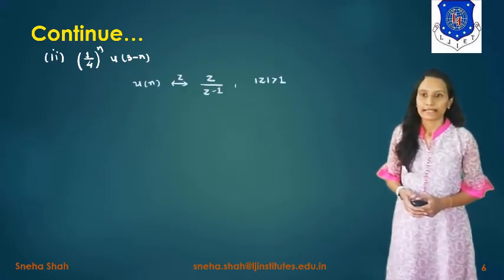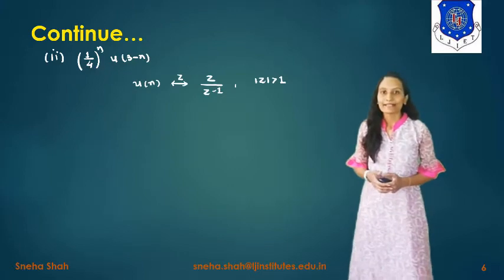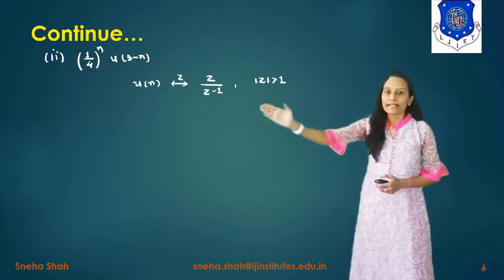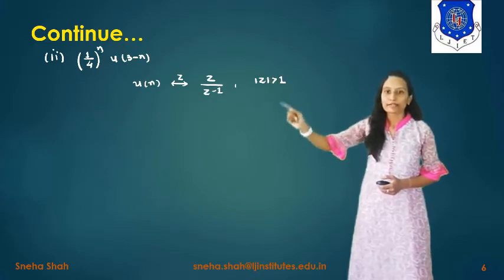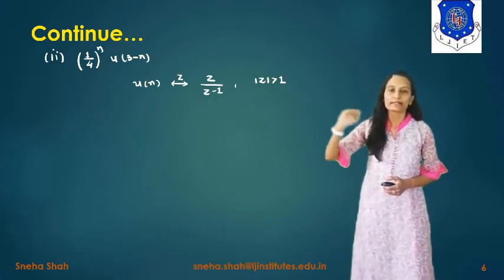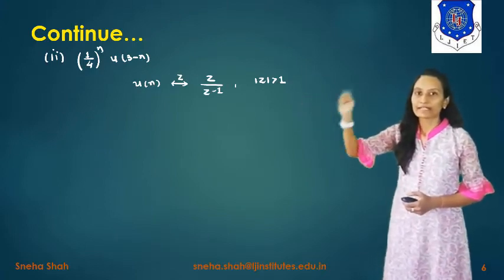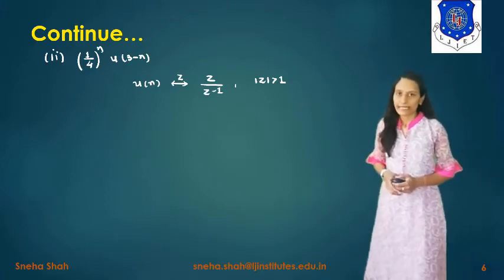Now the next example is 1 by 4 raised to n, u of 3 minus n. So we'll apply the properties, starting with u of n. The z transform of u of n is z upon z minus 1, mod z greater than 1. This equation I have written from the standard signal z transforms, right?